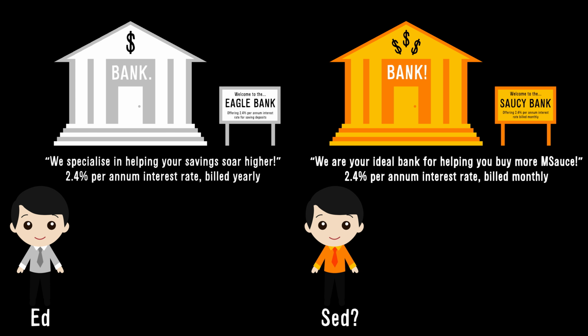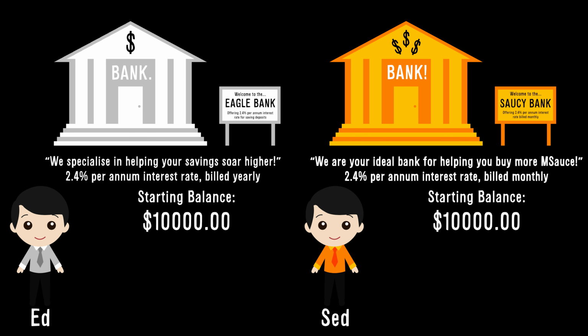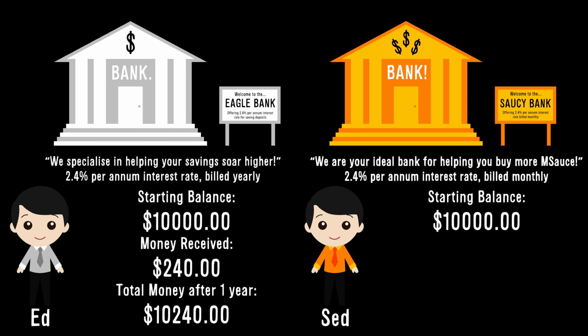Now, we have two blokes named Ed and Sed. Now, Ed and Sed both deposit $10,000, but Ed deposited into the Eagle Bank and Sed deposited into the Saucy Bank. Now, the money that Ed receives after 1 year is 2.4% of his original deposit. Therefore, he receives $240, enough for him to take his girl out for a fancy dinner or something, simply by leaving money in a bank.